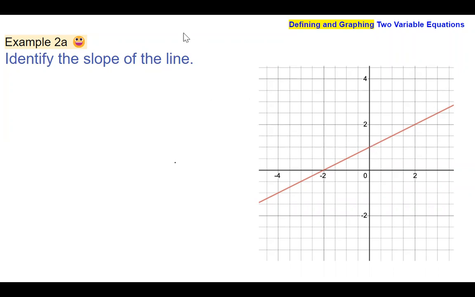What would be another way to find out what the slope is? Go ahead. What would be another way? Y equals mx plus b. That's if we were to graph it. We're not graphing it. It's already graphed for us.